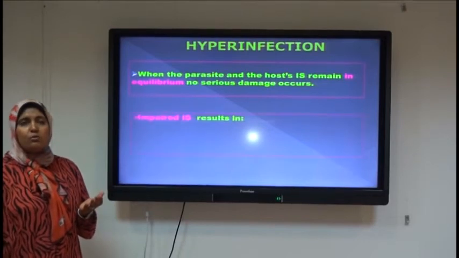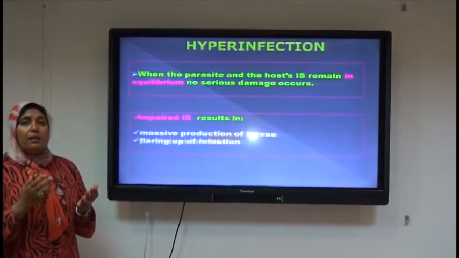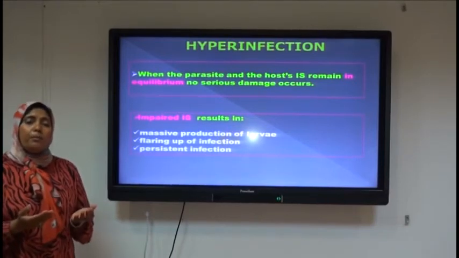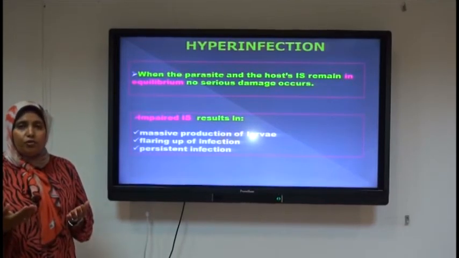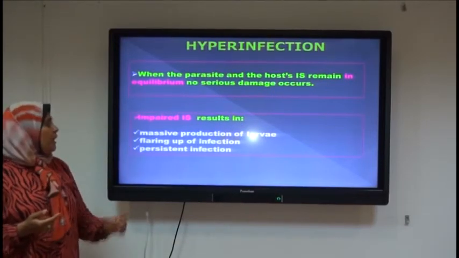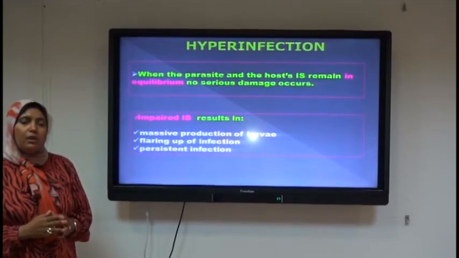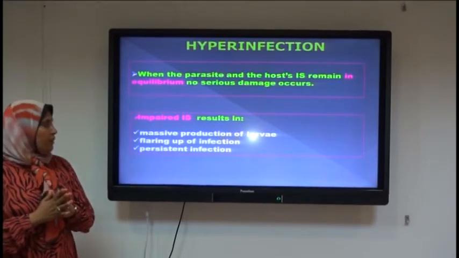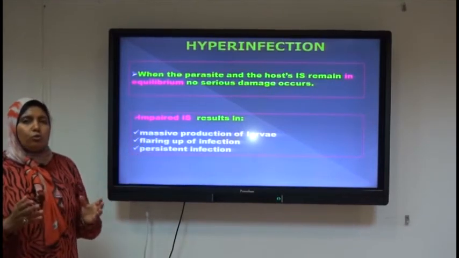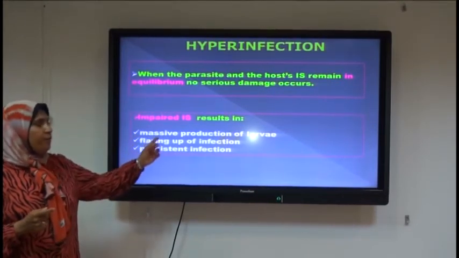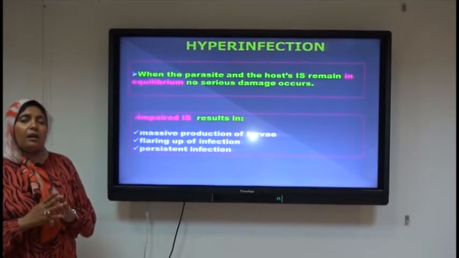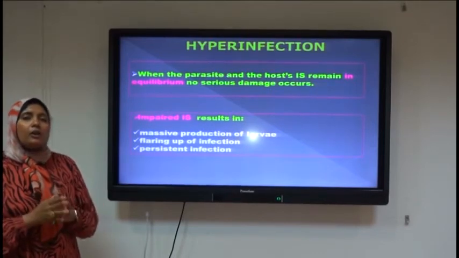But once the immune system of this person is lowered by any immunosuppressing cause, whether immunosuppressing disease or immunosuppressing drug, this person will have the hyperinfection syndrome. It is a persistent form of infection. It is an augmented form of infection. This will cause the production of larvae to be uncontrolled. This massive production of the larvae will lead to flaring up of the infection in an uncontrolled manner.